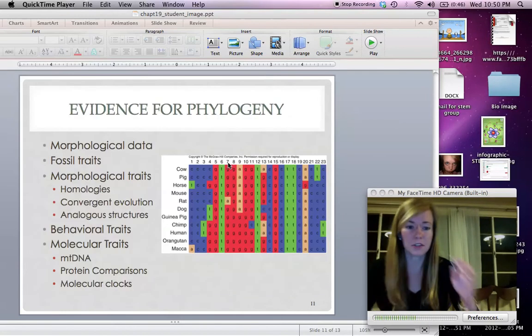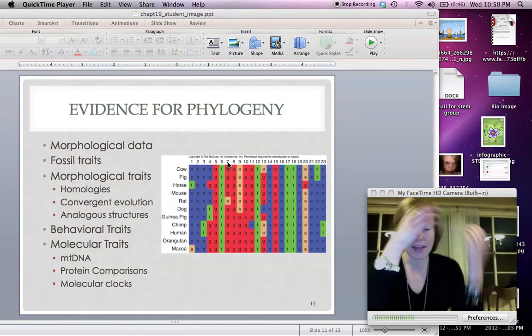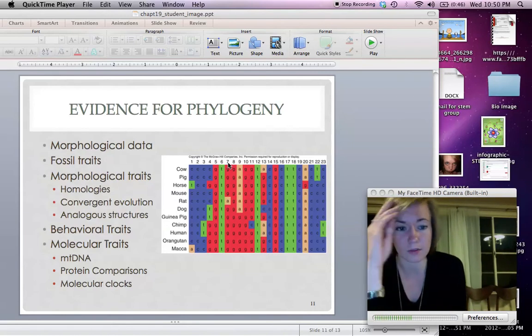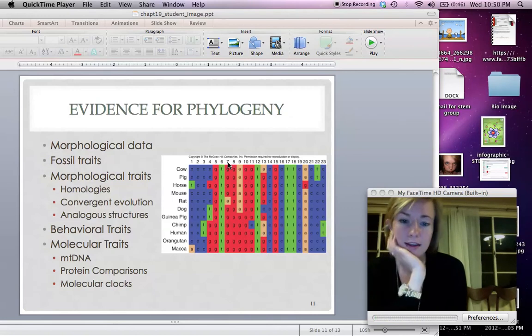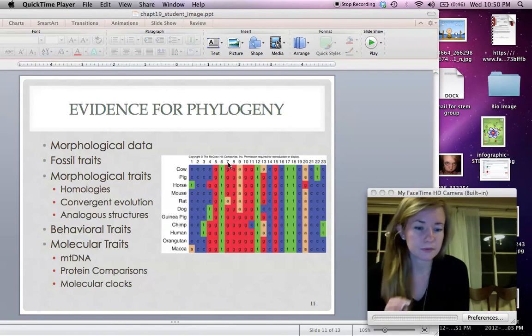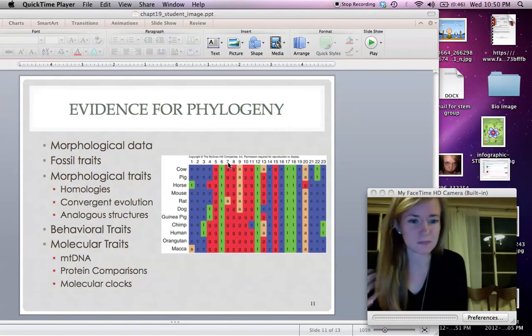So there's a bunch of different types of evidence that we make these phylogenies out of. The first one, and the one that's been used for hundreds and hundreds of years, like I just said, is morphological data, because that's all that they had. And so I just gave you some downsides to that. Some other ones are homologous structures. So, I guess not downsides, just things to think about.